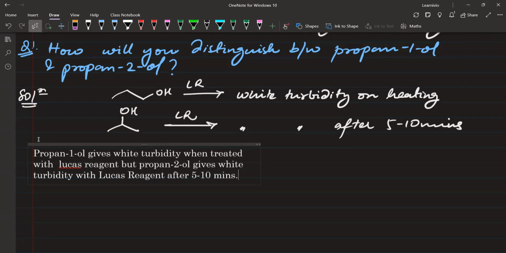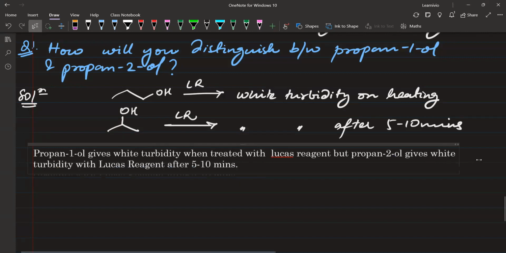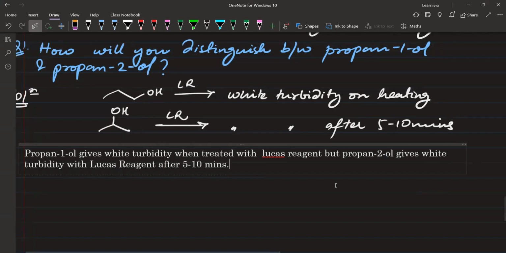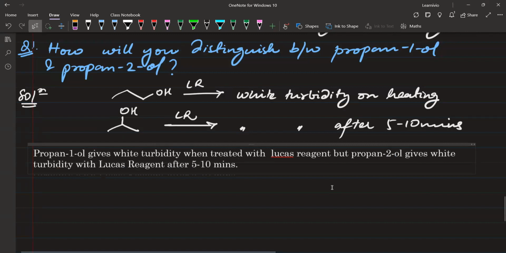ठीक है. अगर आपने ऐसे लिख दिया आपको पूरे मार्क्स दोनों ही बता देना. आपने सब कुछ बता दिया है ना कि व्हाट इज द रिएजेंट दैट यू आर गोइंग टू यूज. ठीक है. और प्रोपेन 1-ol कैसा बिहेव करेगा, प्रोपेन 2-ol कैसा बिहेव करेगा. दिस इज द फॉर्मेट दैट यू हैव टू ऑलवेज फॉलो. Whenever they say how will you distinguish between X and Y, you will say that when X reacts with certain reagent, it gives this color, this particular. When Y reacts with this reagent, it gives that.